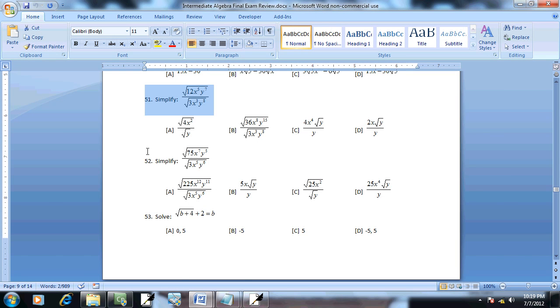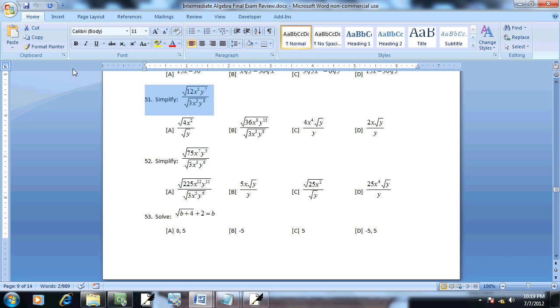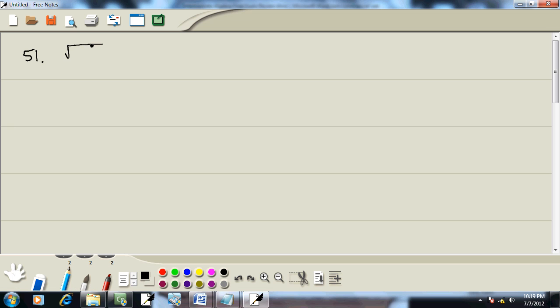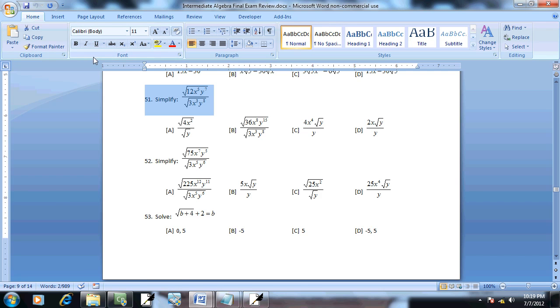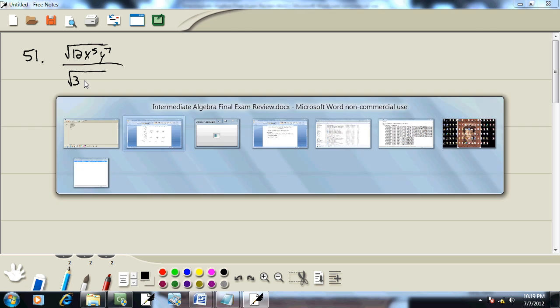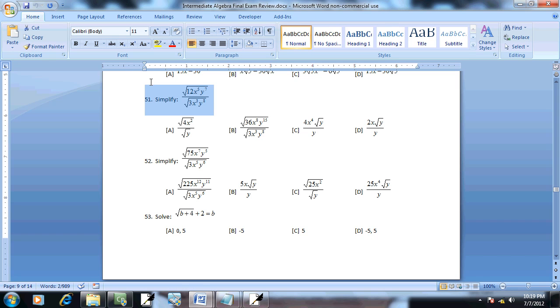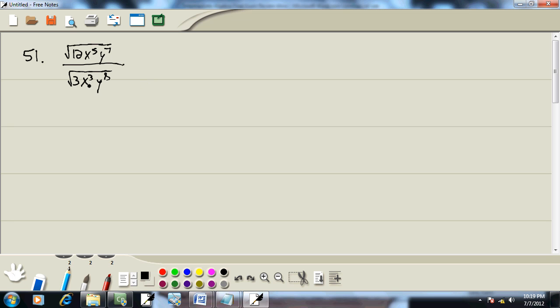Let's take a look at problem 51. We've got the square root of 12x to the fifth y to the seventh over the square root of 3x to the third y to the eighth.